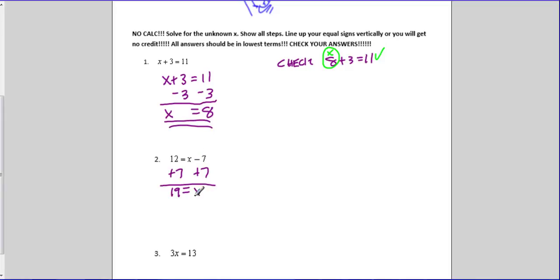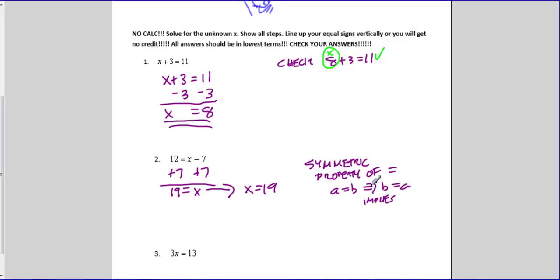So bring down the x, so x is 19, where 19 is x, but we can write that as x equals 19 because two things that are equal, we can swap them around the equal sign. Again, that's called the symmetric property of equality. The fact that if A equals B, that implies that B equals A. This means implies in math. It's like an equal sign with an arrow on it.